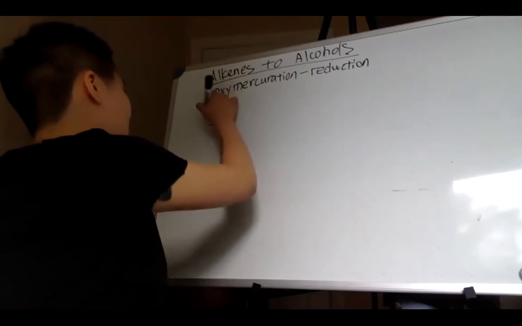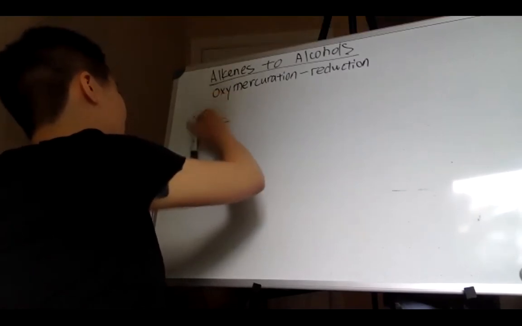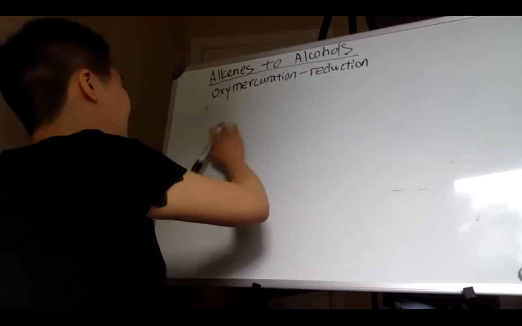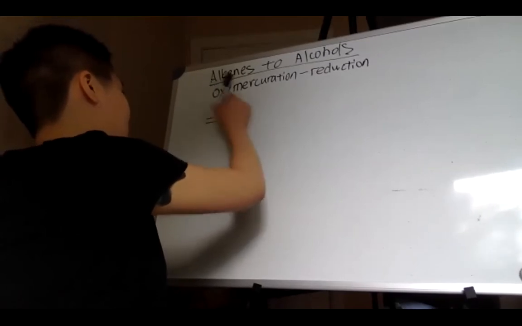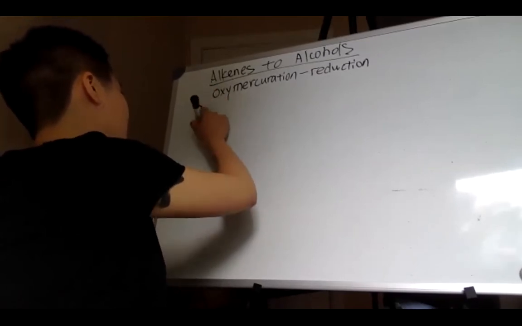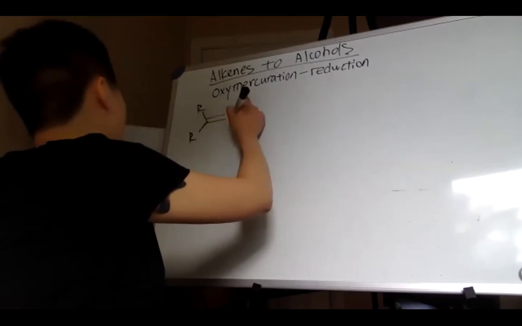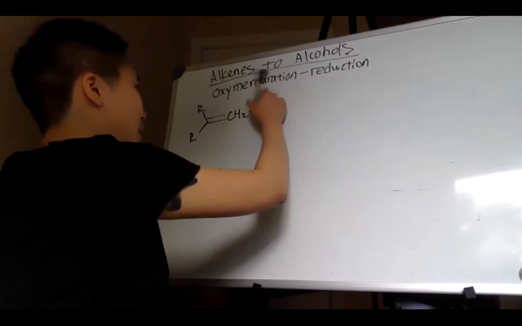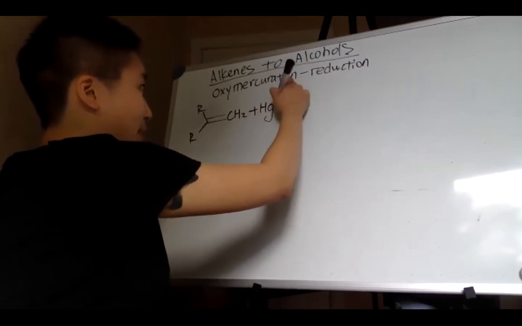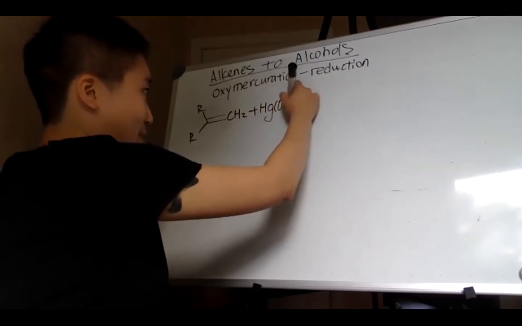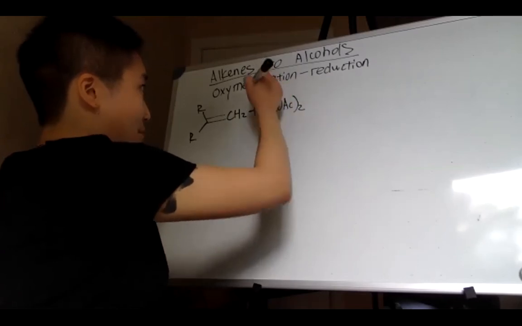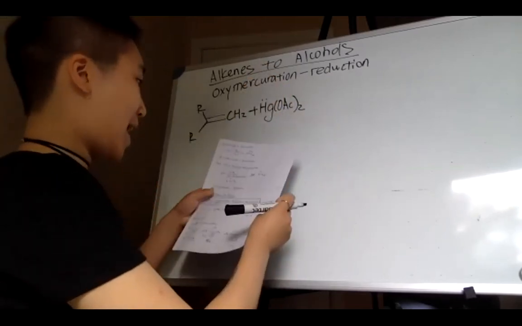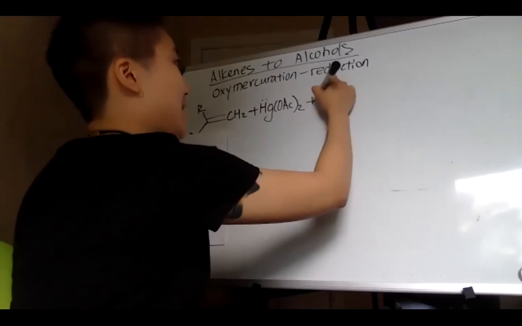So I'm going to draw a very generic alkene that is unsymmetric. I'm going to draw R, CH2, and plus mercury acetate, Hg(OAc)2. And the mercury has a lone pair on it that we have to remember. And plus water.